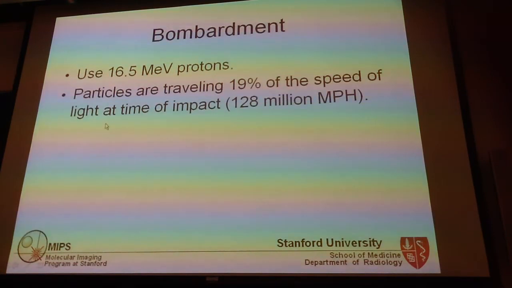This is an interesting thing, that the particles are traveling at this acceleration at 19% the speed of light, 128 million miles per hour. Yeah, that's pretty fast, right? I mean, the sun is what, 77 million miles? How come you guys don't know all this trivia? Takes about 7 minutes for light to get from the sun to the earth.